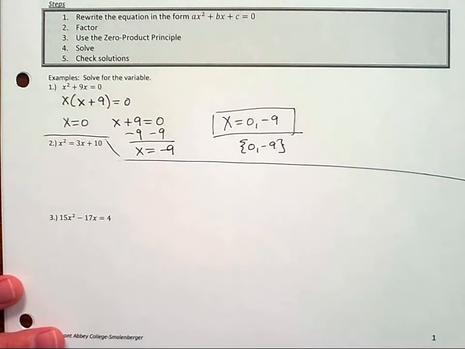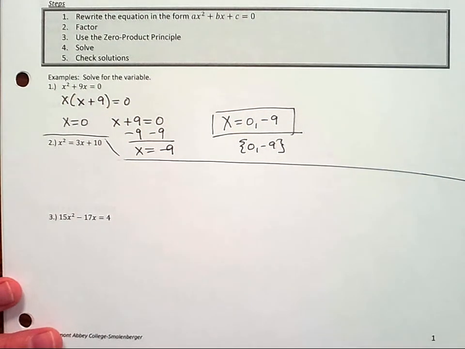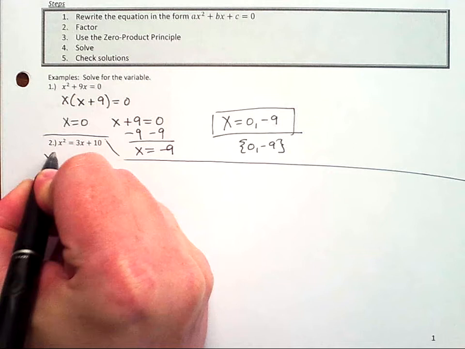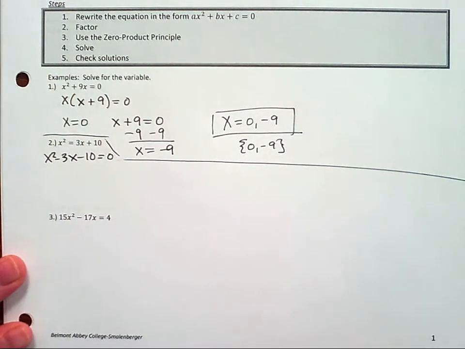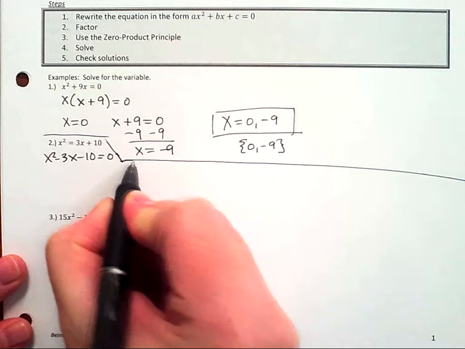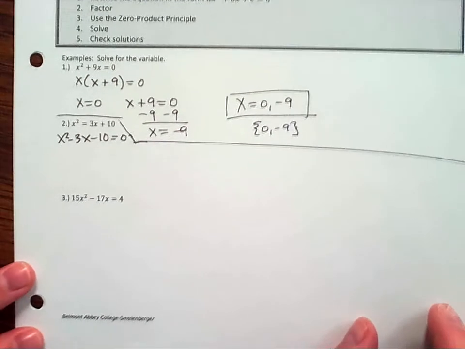All right, number 2, I have x squared equals 3x plus 10. Go through and do step 1. Step 1 is get it equal to 0. Did I get it right? Mm-hmm. Okay, step 2, factor.